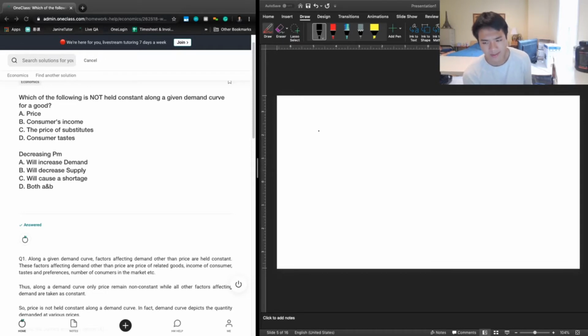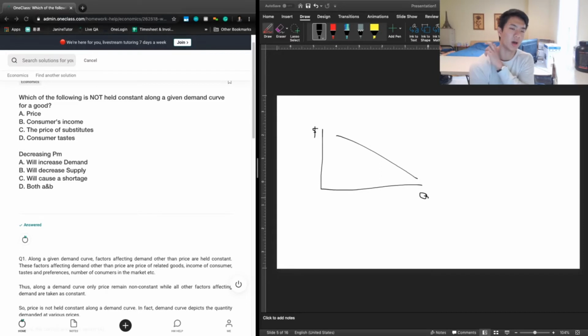when we're talking about a demand curve, it depicts the relationship between price and quantity, right? And so in terms of what is not being held constant, the only thing that fluctuates along the demand curve is going to be price, right? Everything else we assume, like consumer income, substitute price, or consumer tastes, those are determinants of demand.